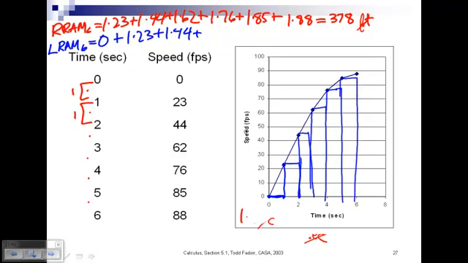Is that better? Okay. And by the way, if you see the trend, the next rectangle is 1 times 62 plus 1 times 76 plus 1 times 85. So in other words, if you took the old value, got rid of the 88, and added a 0, you end up with 290 feet. That is a reasonable estimate, but it's an underestimate of the area, the distance traveled by that car.